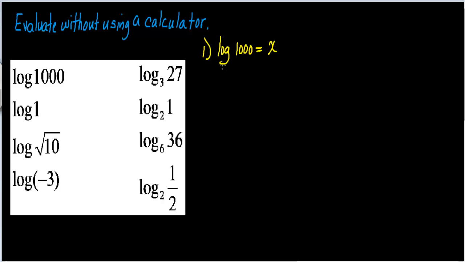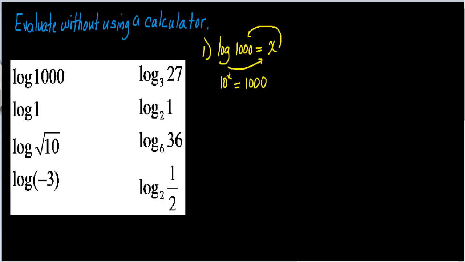So I know when nothing is written as the base of log, this base is 10. So I'm going to take the base 10, raise it to the x power, and set it equal to 1,000. So 10 to the x power is equal to 1,000. Okay, we're done with the first step.